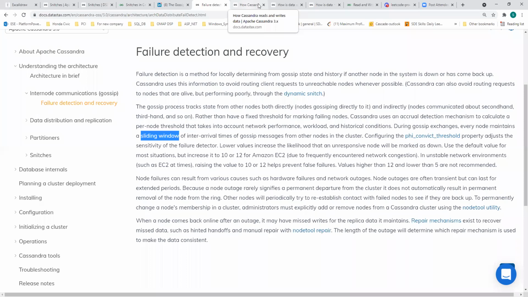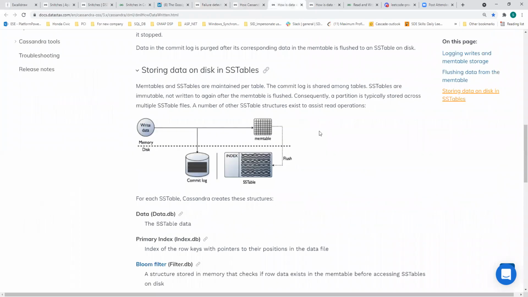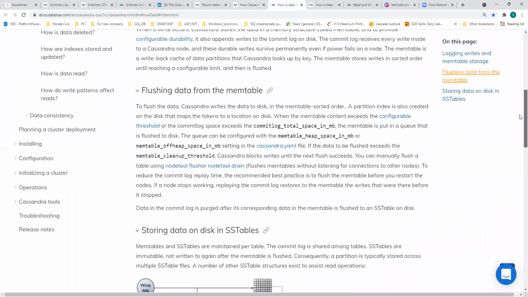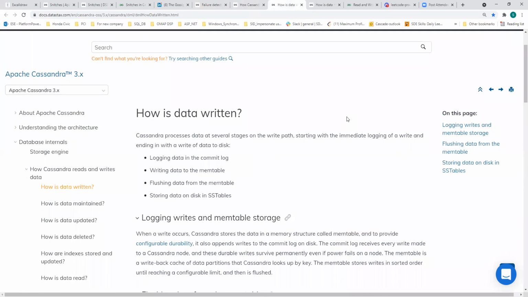Okay. So now that we are done with this, we will go to the first topic, which is how data is written in a Cassandra node. So this is the way we'll start now, and I think most of us know about this stuff. So how is data written? Cassandra processes data at several stages on the write path. The first thing is that the data is logged into a commit log.